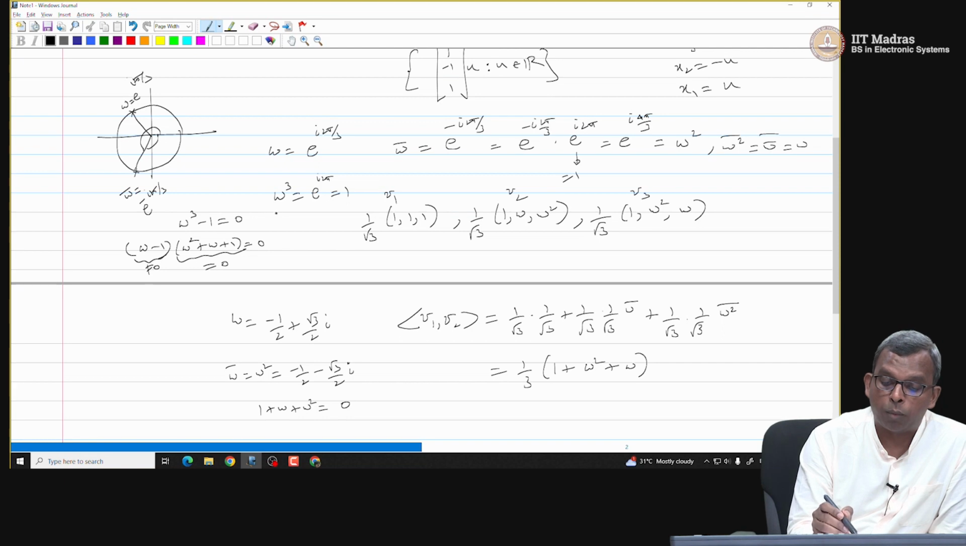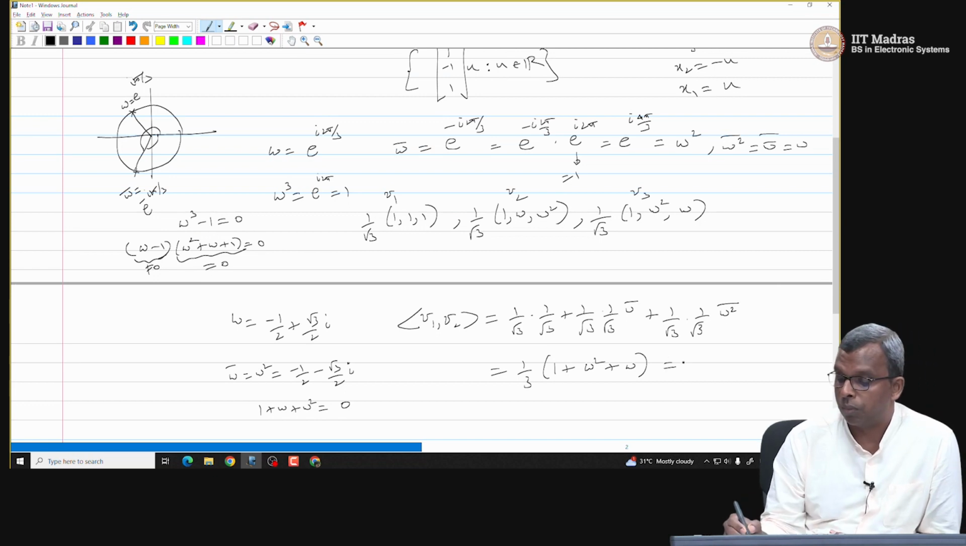Another way to see it is omega power 3 is 1, so omega power 3 minus 1 is 0, and you factor that: omega minus 1 times omega square plus omega plus 1 is 0. So, this guy is not 0 clearly, right. So, this guy has to be 0. So, this will be 0, okay.